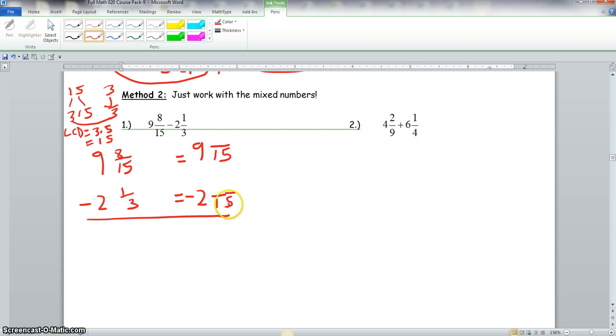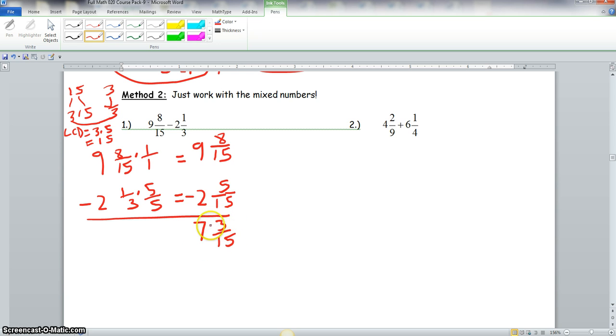Now we could do it like this. 15 divided by 3 is 5. So we multiply this numerator and denominator by 5. 1 times 5 is 5. 15 divided by 15 is 1. So we multiply our numerator and denominator by 1. And that will give us 8 over 15. 8 over 15 minus 5 over 15 is 3 over 15. And now 9 minus 2 is 7.